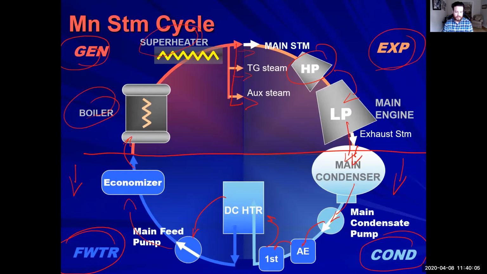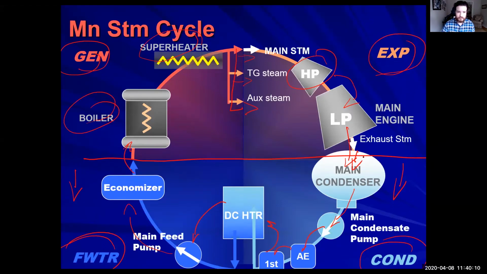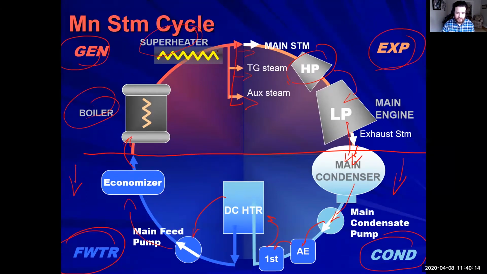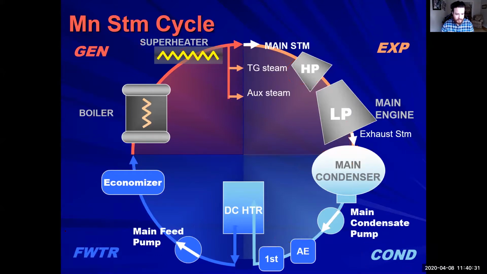Now, the other thing I want to point out here as well, our steam that's coming out of our superheater, this area right here, they break off and they become our main steam, our TG steam, and our auxiliary steam. It all comes from the same line. Now, let's clear this slide.